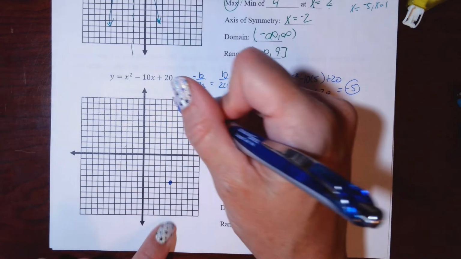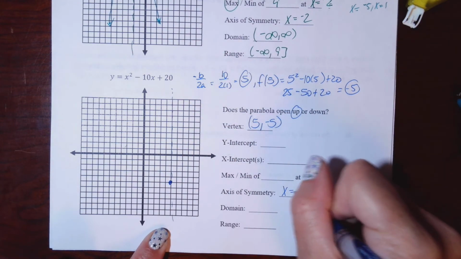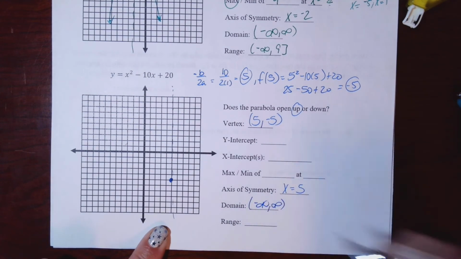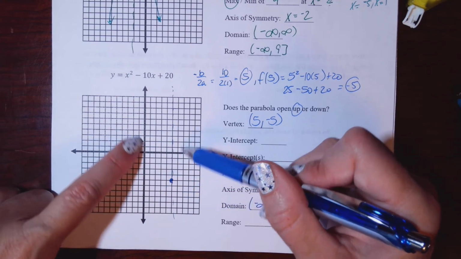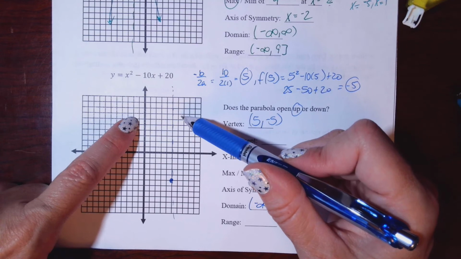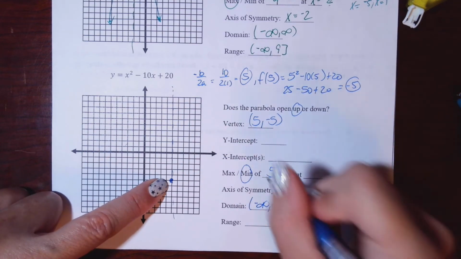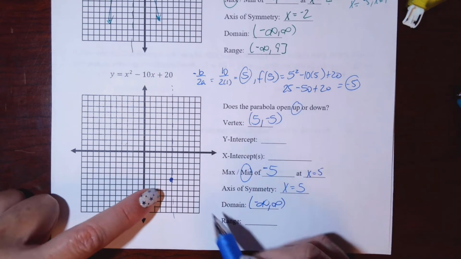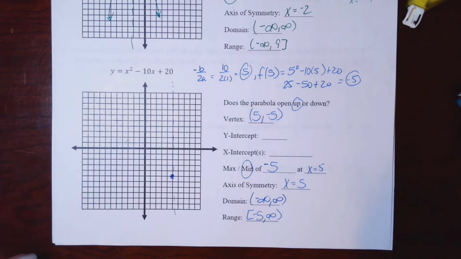I automatically know some stuff. I know this is my axis of symmetry at x equals 5. I know that my domain for any parabola is all real numbers. Since this opens up and the vertex is down here, it's going to go up. I'm going to have 2 x-intercepts, real x-intercepts, and 1 y-intercept. I know that this is my minimum value at negative 5. It happens where x is positive 5, and since this is my minimum value, my range starts at that negative 5 and goes up to positive infinity.